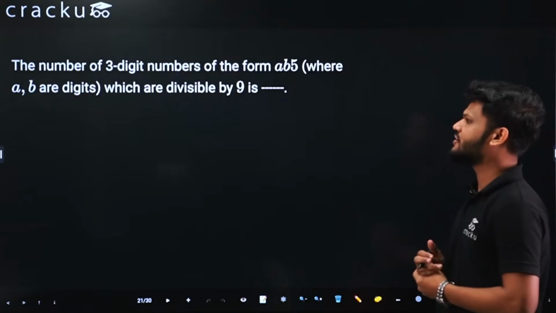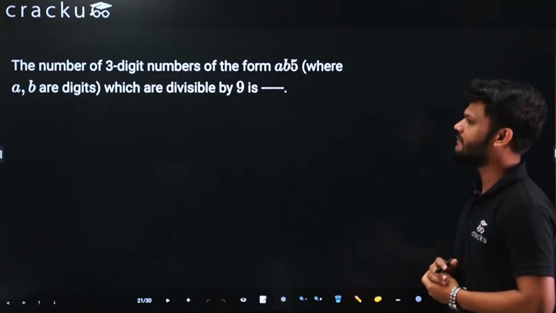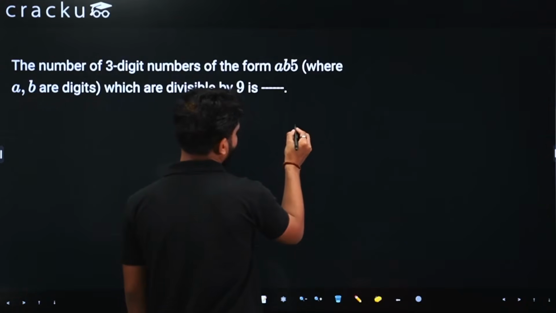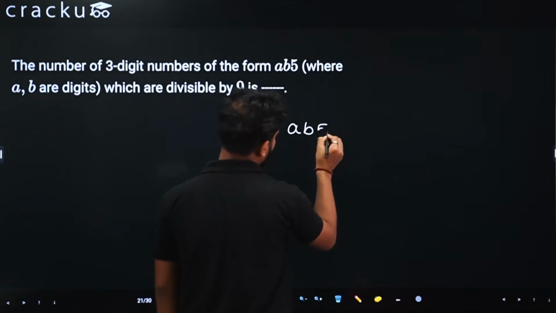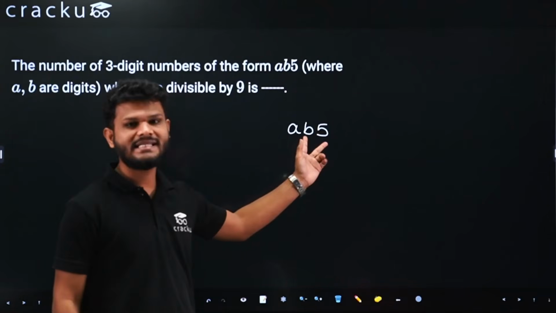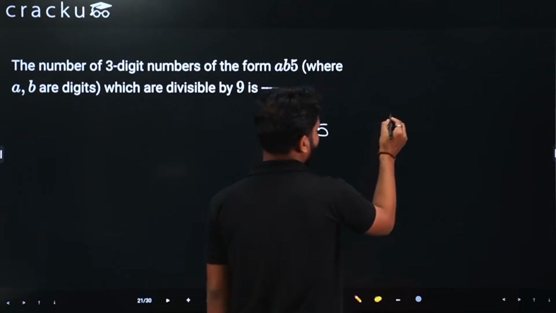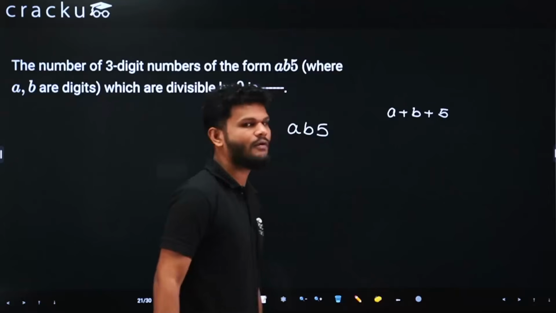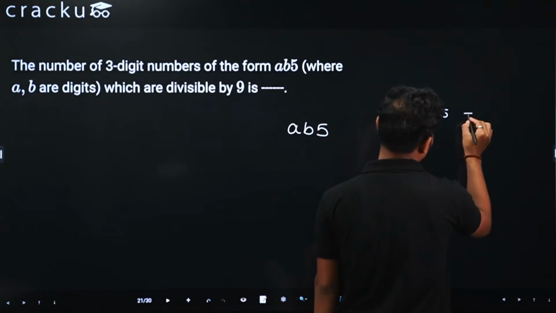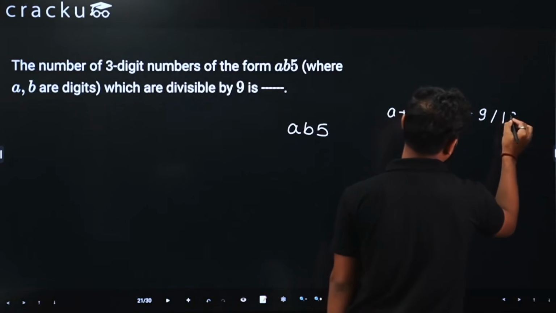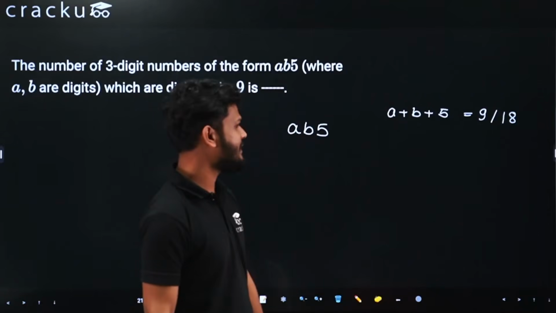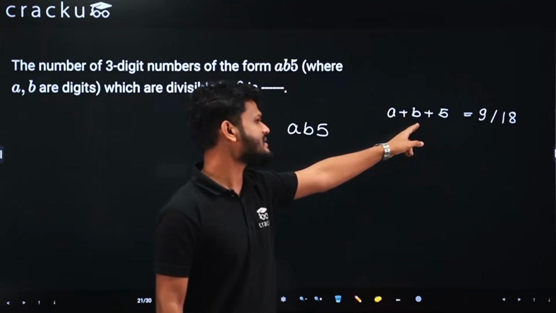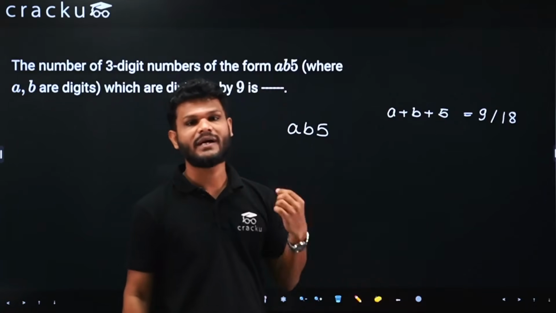The number of 3-digit numbers of the form AB5, where AB are digits, which are divisible by 9. So we have given A, B, 5. Now this number is divisible by 9, it is given. So A plus B plus 5 should be a multiple of 9. So it can be 9, it can be 18. Can it be 27? Never. Because though you keep the highest value of A and B as 9, 9 plus 9 will be 18, 18 plus 5 will be 23.